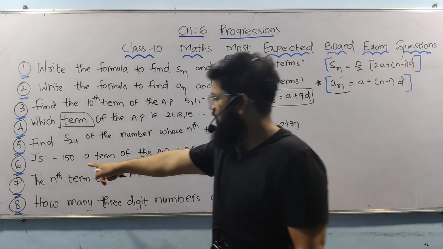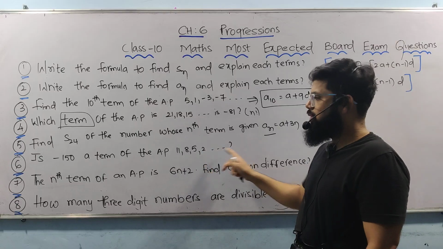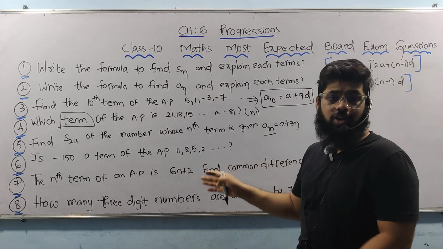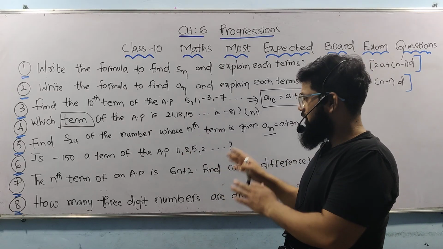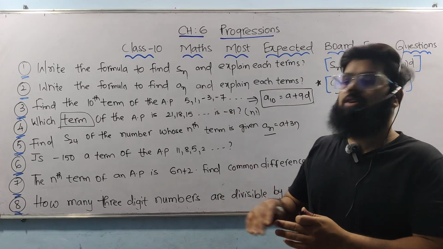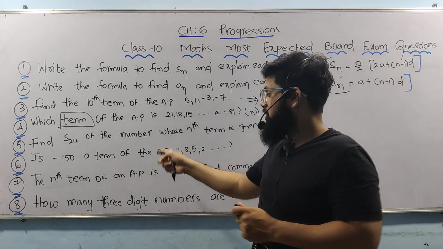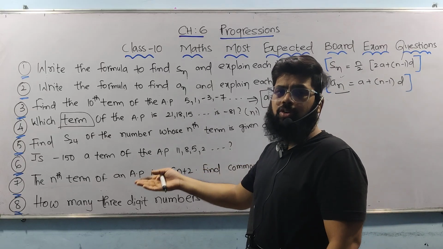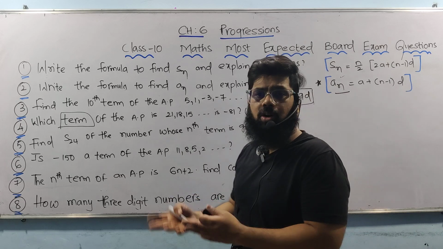Coming to this: is minus 150 a term of the AP 11, 8, 5, 2 and so on? Here, if you observe, we are getting all positive numbers. If you are getting a negative number or a fraction for n, then we can say it is not a term. Practice this type of question. Instead of minus 150 they may give you minus 120.